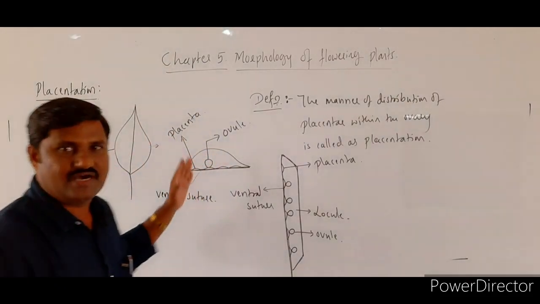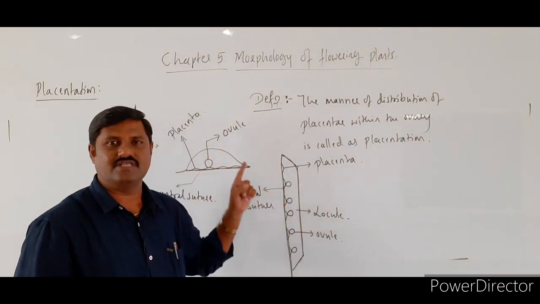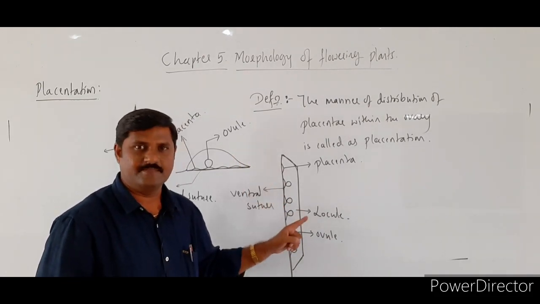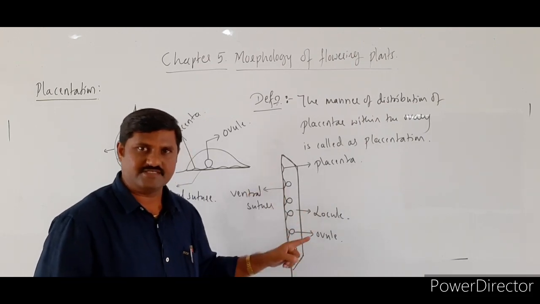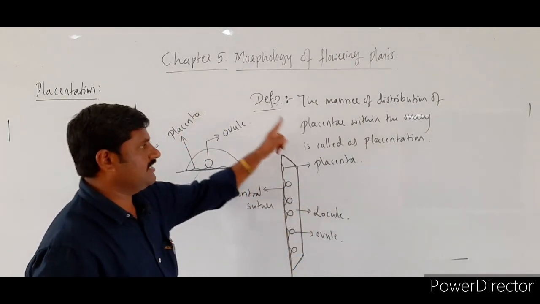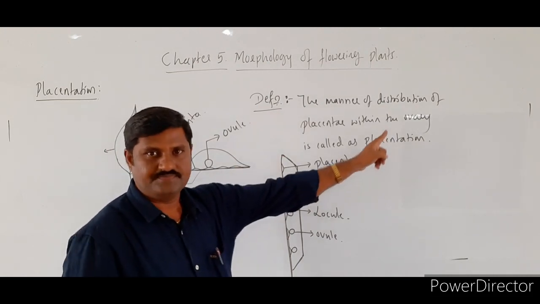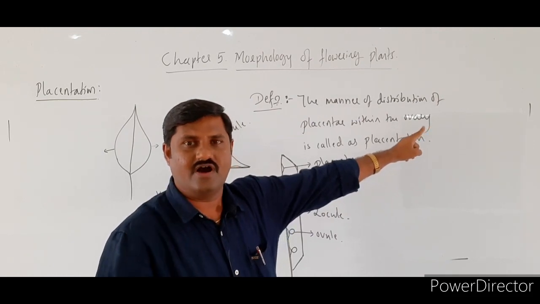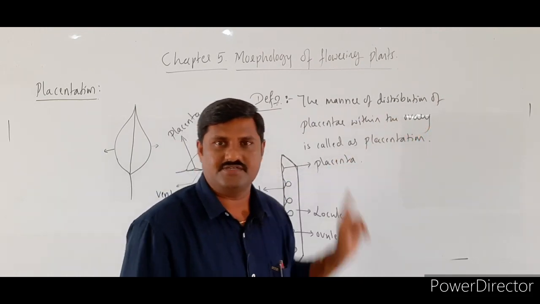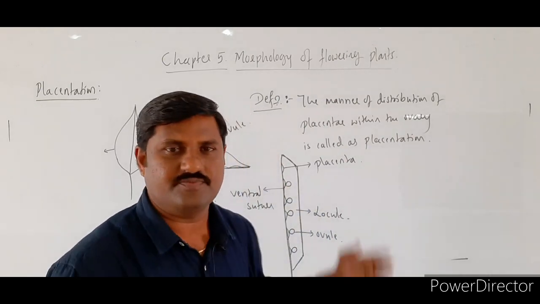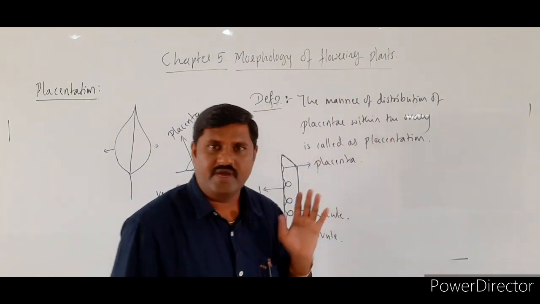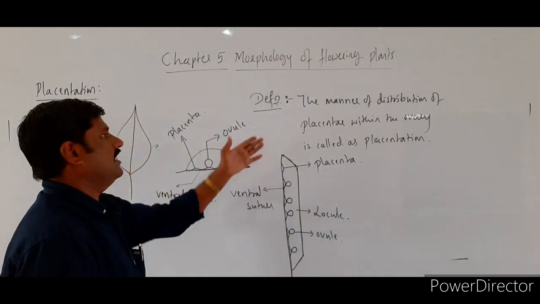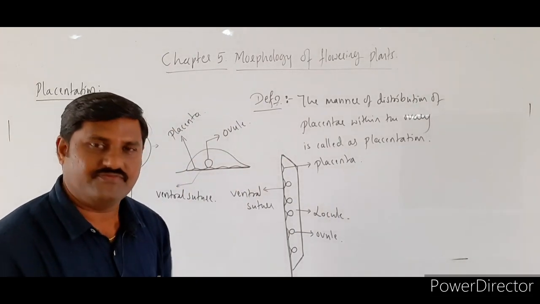Okay, so now you are clear about the ventral suture. What is ventral suture? What is placenta? You came to know. What is placentation? The way of distribution of placentae within the ovary is called placentation. So now I hope it is clear to you, right? Okay, so now we will go through the different types of placentation.